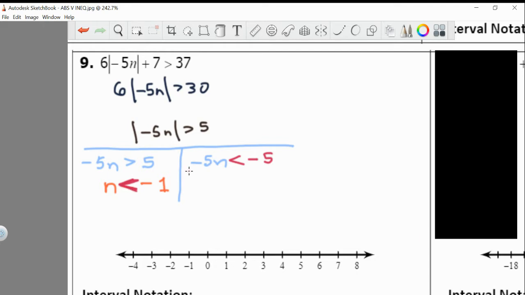What about on the other side? We need to divide by -5 again. That means it needs to switch as well. And of course, that side is just going to be a positive one.